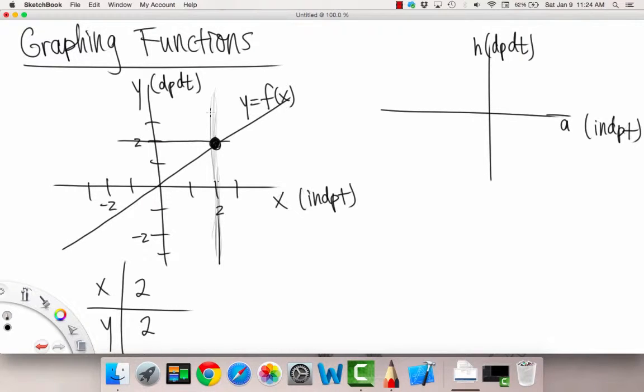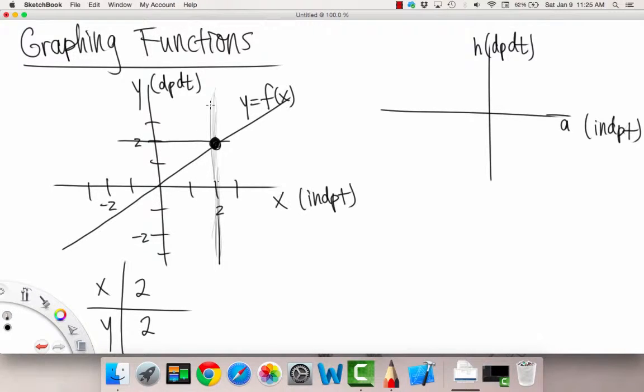So basically, where you are on the x or the independent variable axis determines how high up or down you go in line with that. Okay, we'll work with this later on, like graphing functions and everything.